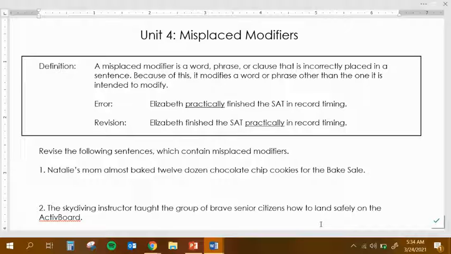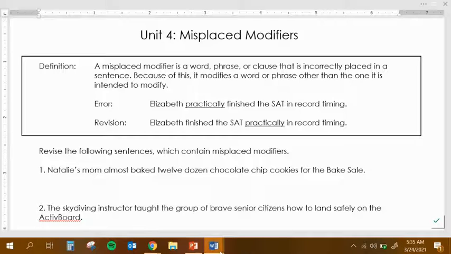So if the error sentence read, "Elizabeth practically finished the SAT in record timing," well, she didn't practically finish it. She did finish it, but she finished it practically in record timing. So you notice how I moved the word practically closer to the word it's actually trying to emphasize. It's not practically finished, but it's practically in record timing. So on this worksheet, just simply find the word or the phrase which is in the wrong place and draw an arrow. Where should it go?